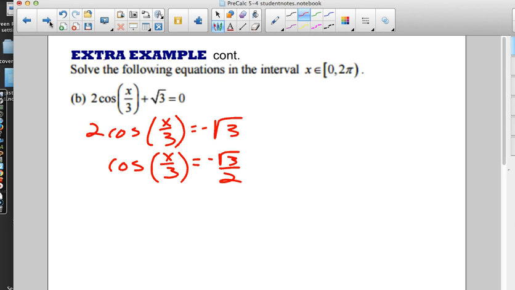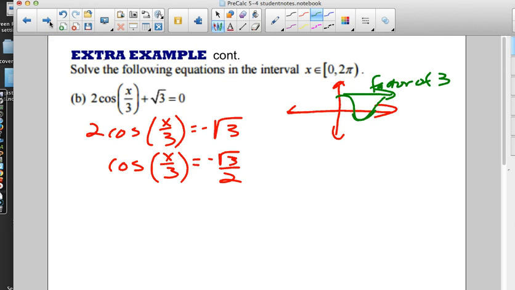At this point, my mind is going to the visual. This said x over 3. What is that doing to the graph? That's a stretch. So in my mind, I've got this question of, okay, we've got cosine, but what's going to happen if we stretch that out by a factor of 3? Well, let's see.